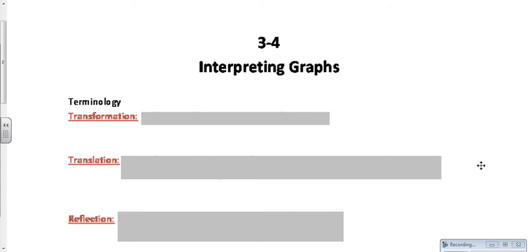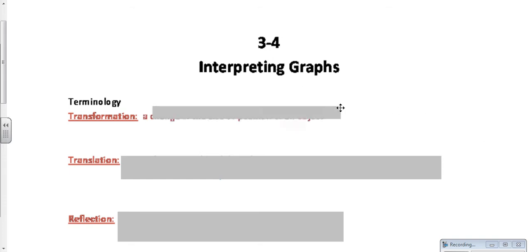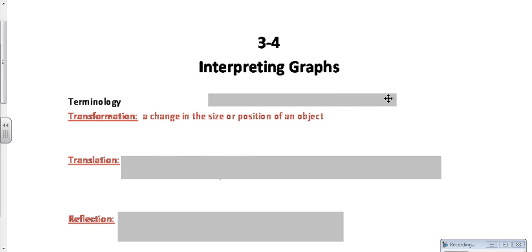Lesson 3.4 Interpreting Graphs. A couple key words to use when you are describing or interpreting graphs. One is a transformation. A transformation is a change in the size or position of an object. So it can grow or shrink or just slide, rotate, all those good things that we'll describe in a moment.